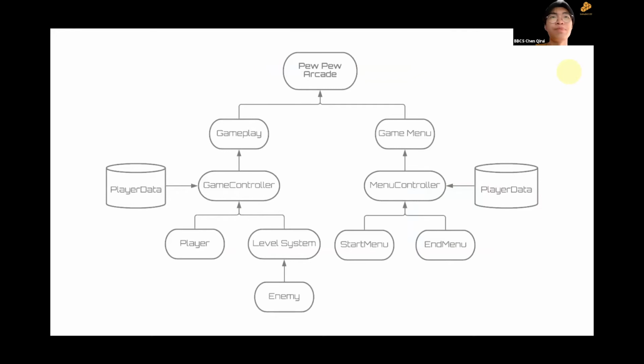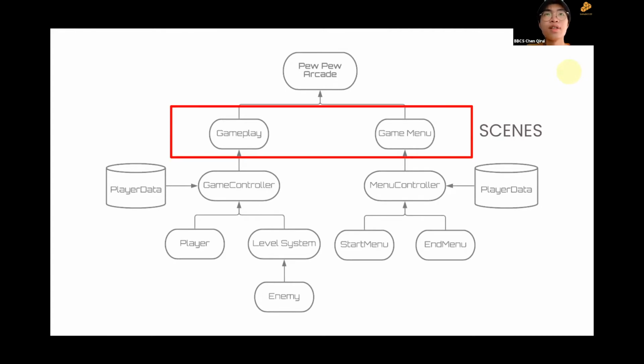Okay, so this is the game that's broken down into parts, allowing us to see how the programming and the structure should be. At the top, we have gameplay and the game menu. These are the scenes that are available in the game. The gameplay scene is where the main gameplay is, where the player is able to shoot the enemies. That's the basic game.